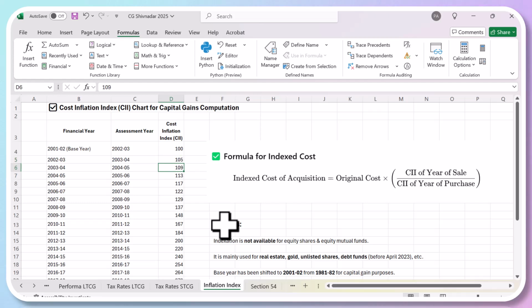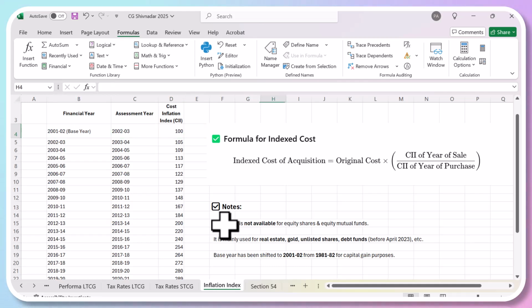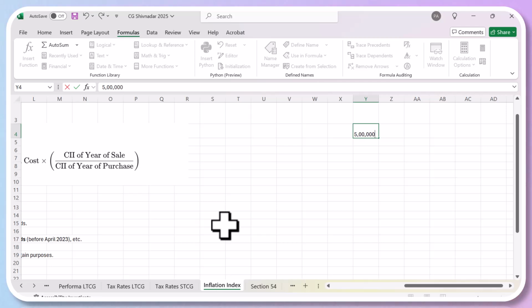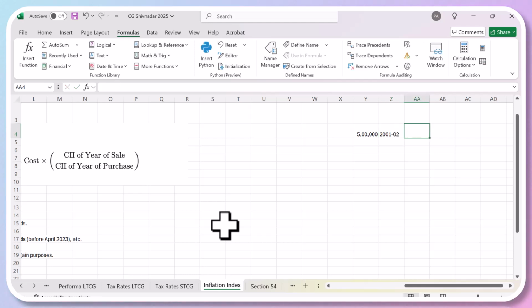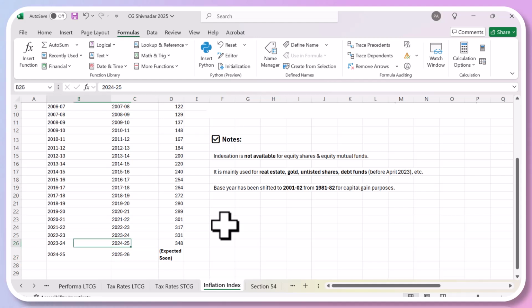For example, let's take another example. Suppose you bought an asset in 2001-02 for, say, 5 lakh rupees. Okay. You bought in 2001-02, when the index was 100. And you sold this in 2024-25. Let's see what the index is in 2024-25. Sorry, this is yet to be announced. So you sold in 2023-24. Okay. So I'm just making a change here.